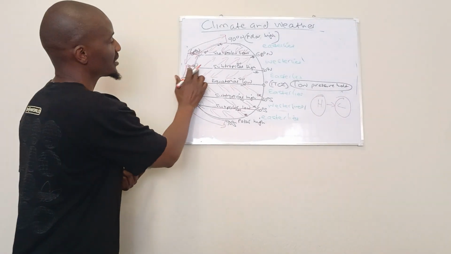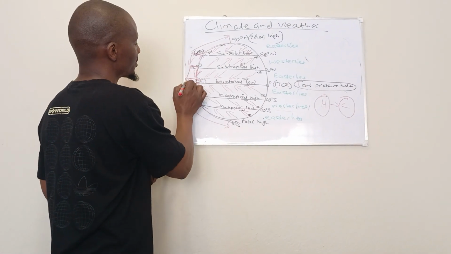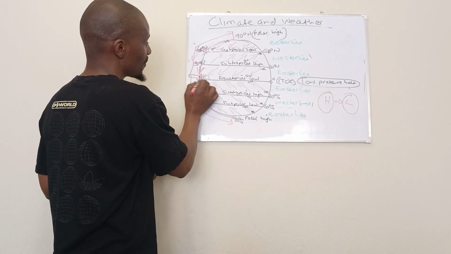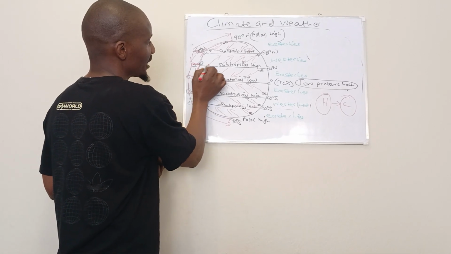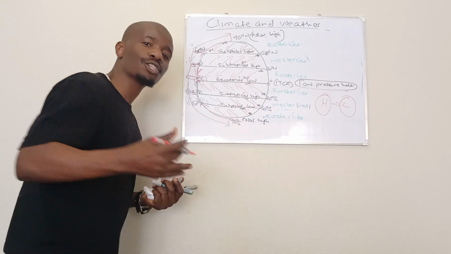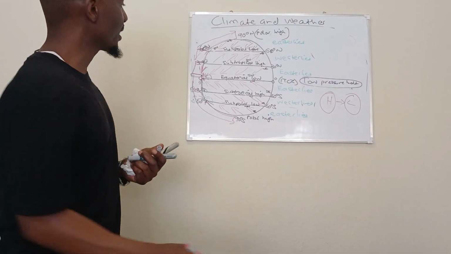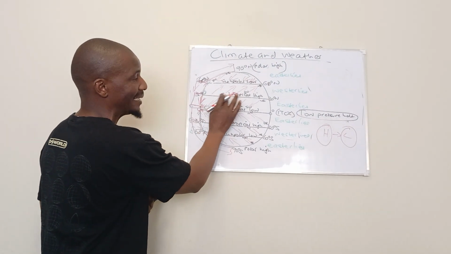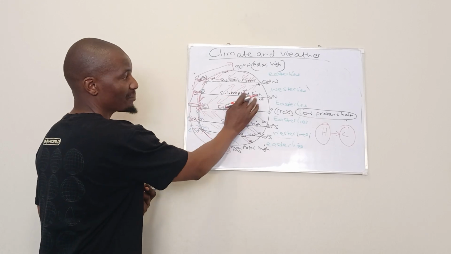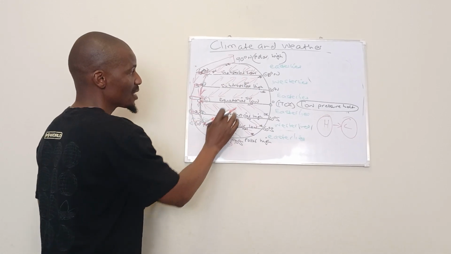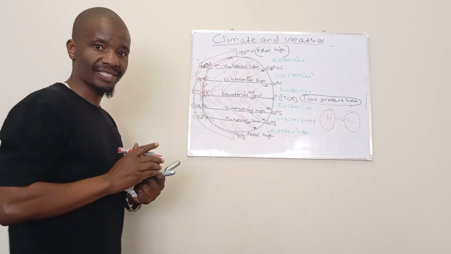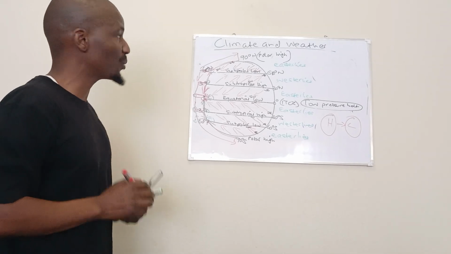But when you look at this now, when it has risen from the equatorial low, now it's descending on the subtropical high. It has lost most of its moisture. That's why it is now bringing about clear skies, where we have the high pressure belt, that is your subtropical high, north or south of the equator, because it has lost most of its moisture.